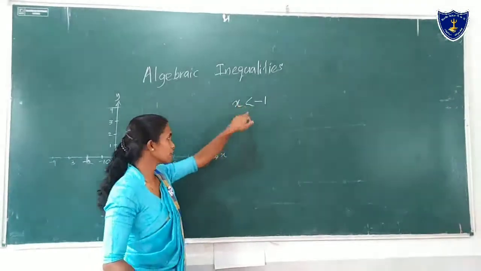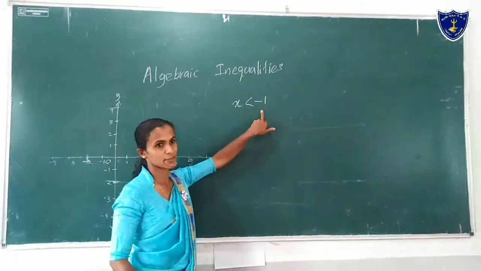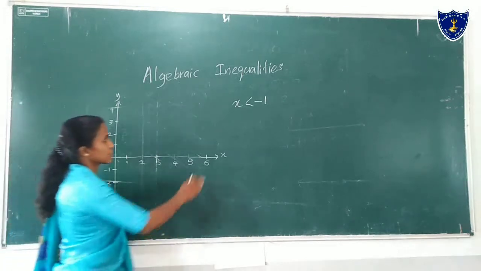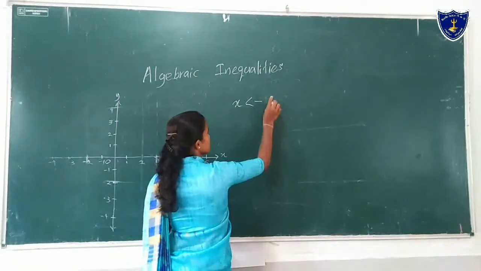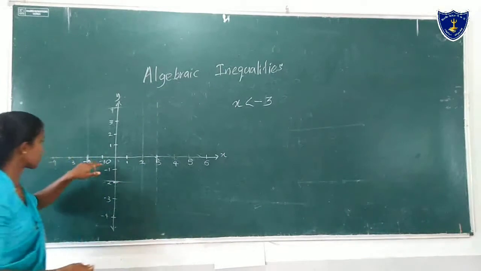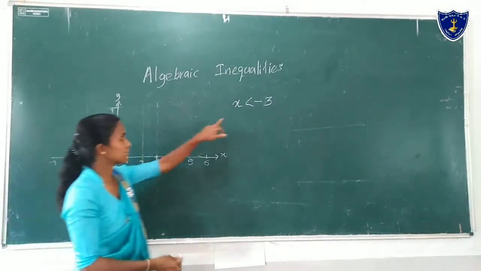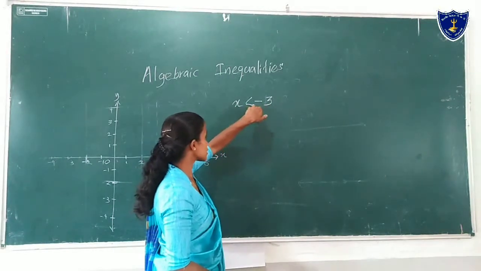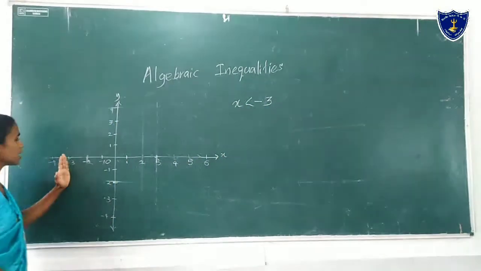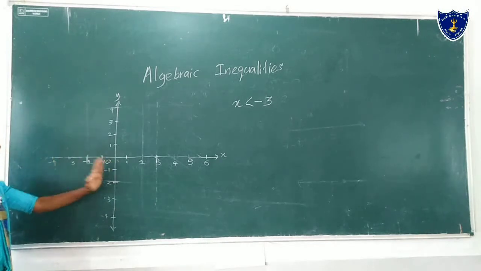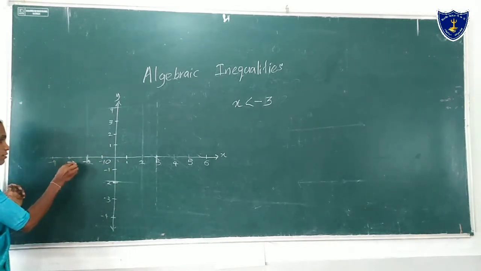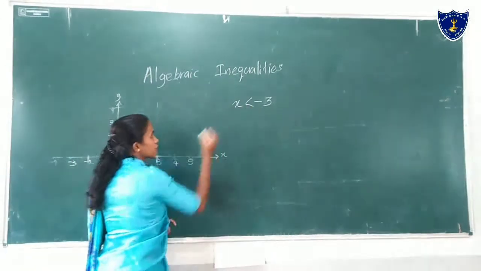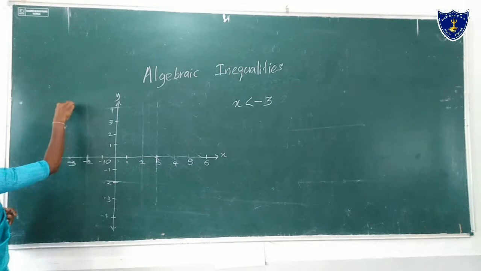X less than negative 1. First, you have to identify what is the line x equals negative 1. It is the line which is parallel to the y-axis. Let's see, x less than negative 3. If you take negative 1, it is not clear, so let's take x less than negative 3. That is the line which is parallel to the y-axis through the point negative 3. It should be a dotted line because x is not equal to negative 3.